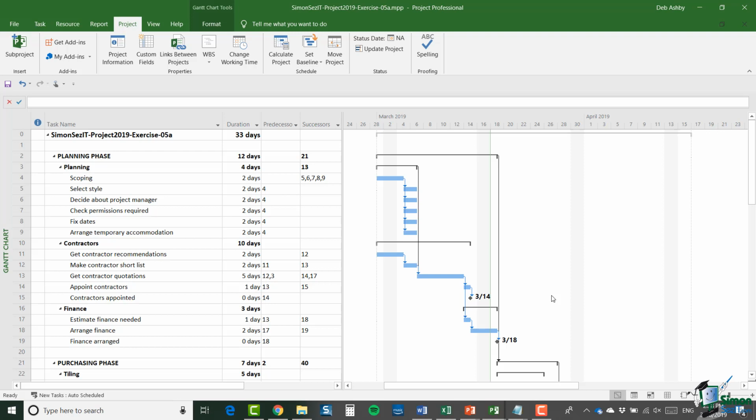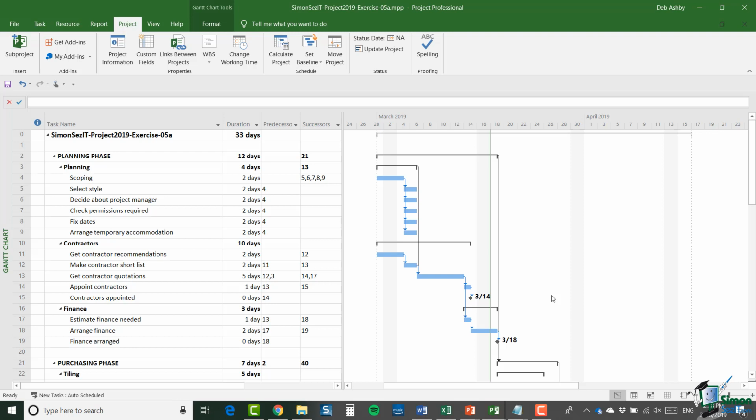In this section I'm going to set you exercise 5, and in exercise 5 you're going to add some costs to the bathroom refit project. We've already put in a couple of costs related to floor tiles and to the electrician's time.